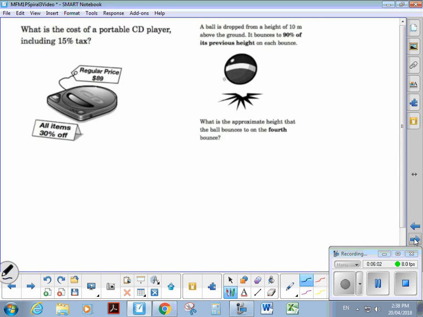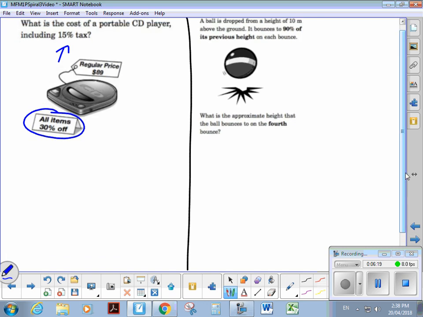Next pair of questions. So what is the cost of a portable CD player with a 15% tax? So it's very similar to the previous question because we have a 30% discount and we're going to put some taxes on here. So two-step question. So the first step is your discount. All right, 30% off. That means how much are you really going to pay for this? You're only paying for 70% of it.